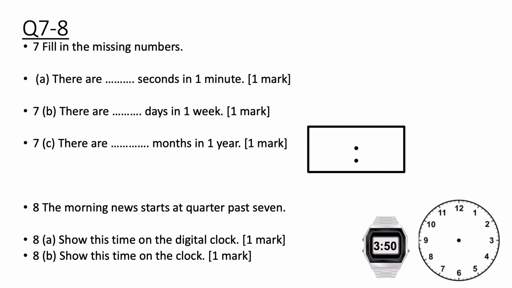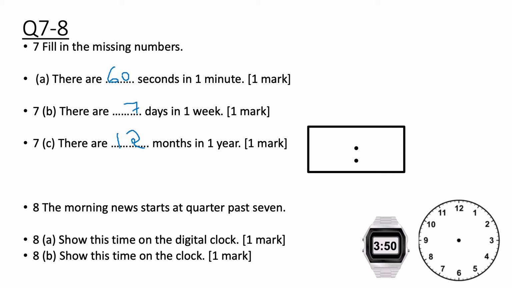Question number 7, fill in the missing numbers. There are something seconds in a minute. Well, there are 60 seconds in a minute. Okay, part B, there are 7 days in 1 week. There are 12 months in 1 year. Okay, question number 8, the morning news starts at 7:15.